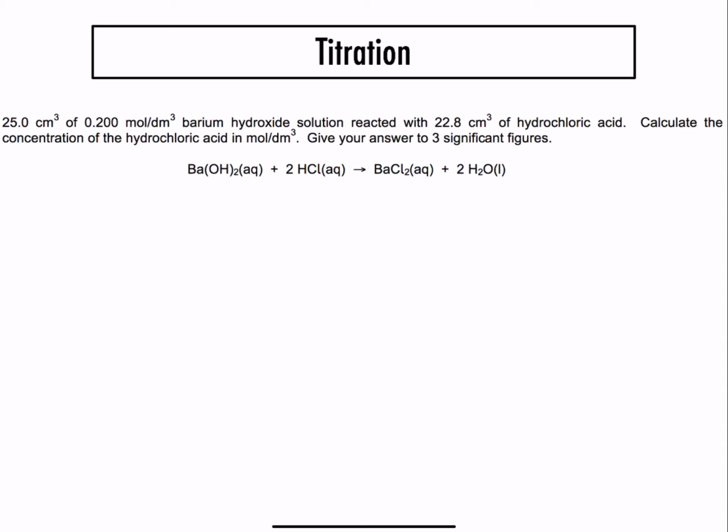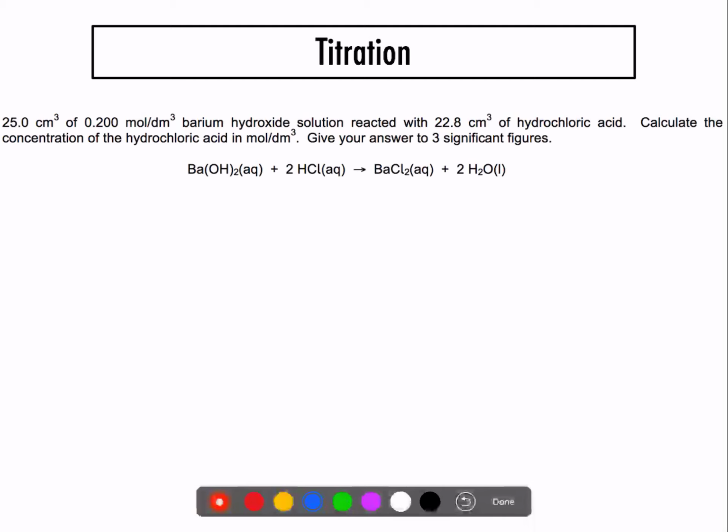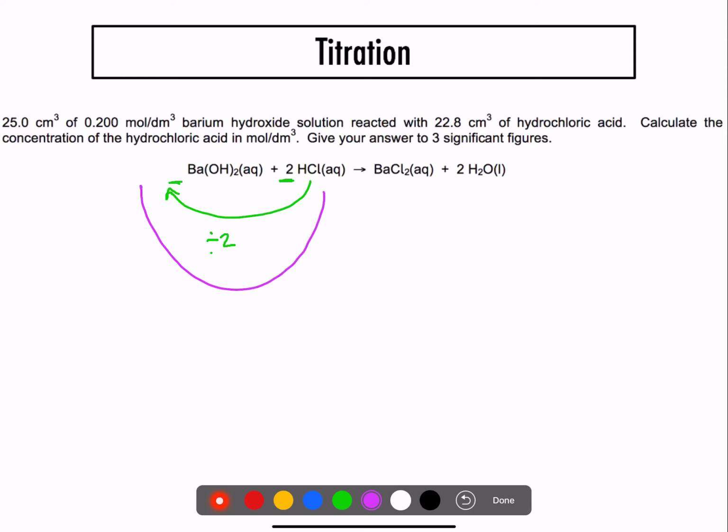Okay, so in this question, same principle, but just be careful because over here the ratio is 2 to 1. So that means if you know the moles of hydrochloric acid, to go to barium hydroxide, you have to divide by 2. And if you know the moles of barium hydroxide, to go to hydrochloric acid, you have to times it by 2.